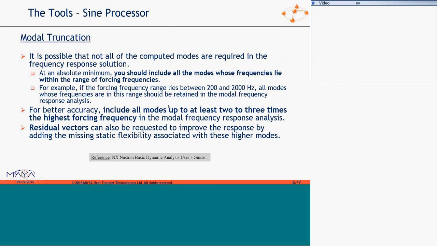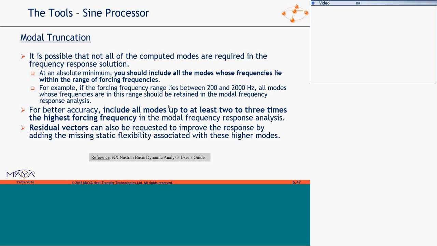All right, truncation. Okay, this is from the NX Nastran Basic Dynamic Analysis User's Guide. We're accessing the NX Nastran online help, and that guide can be found there. It's certainly possible that you compute too many modes, but it's not generally the case.